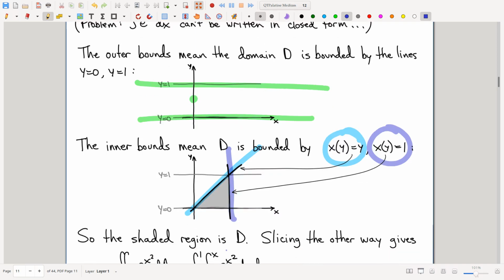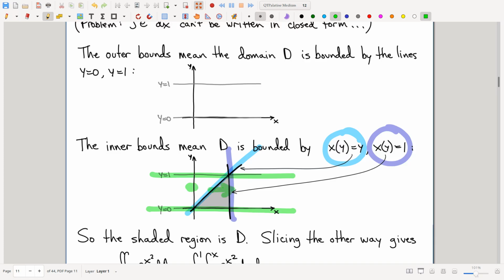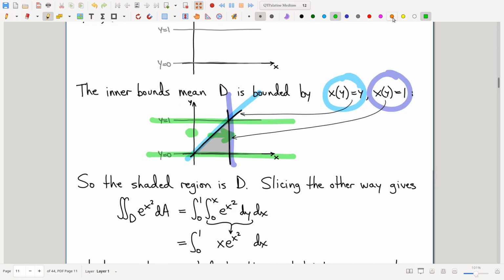So let's see here. Let me put all this on the same diagram. So we're going to start at y equals 0. We're going to end at y equals 1. And for any value of y in between, we're going to go from the light blue to the dark blue. And with all of that given, now what are the points that we sweep out in going between the two green lines from the light blue to the dark blue, and we get this triangle that I have shaded here. That's our domain. That's all there is to it. Okay, and then you can slice that up in the other order.